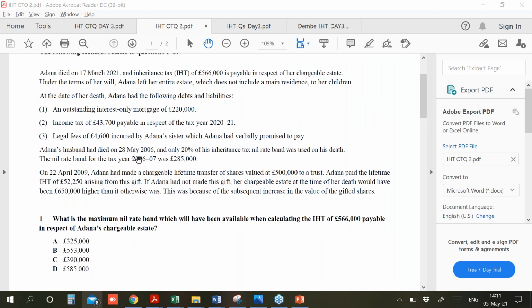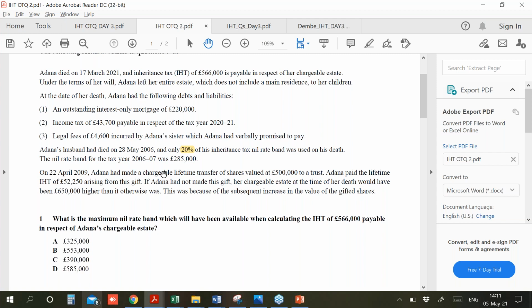Adana's husband died in 2006 and 20% of his nil rate band was used on his death, which means 80% has been left by him. The nil rate band of the tax year 2006/7 was 285,000. Even if they would have given me the amount only and not the percentage, I would have calculated the percentage myself, because the only thing relevant here is the percentage. How much nil rate band the spouse that has died has used, and how much percent of the band he has left, is what matters.